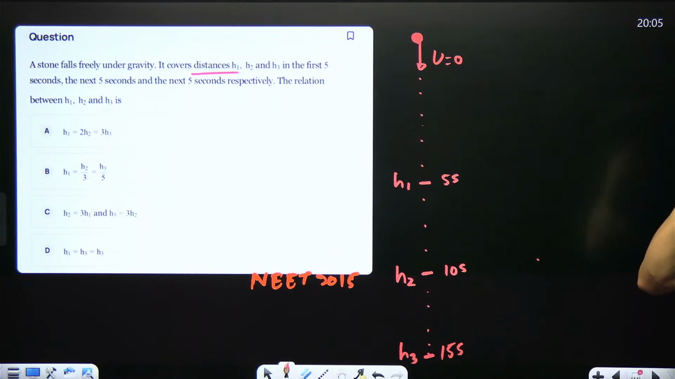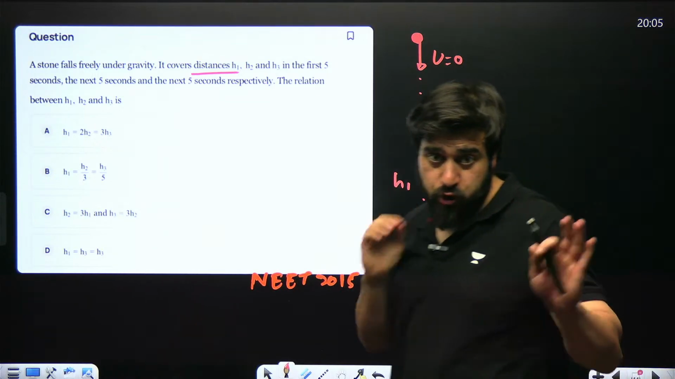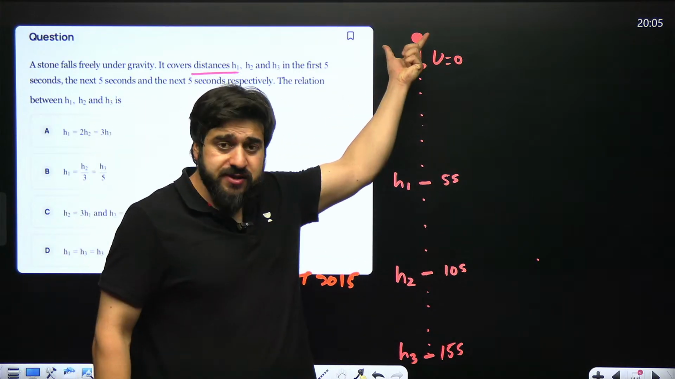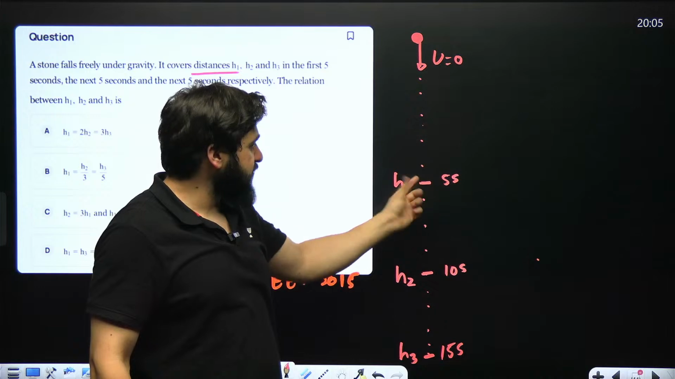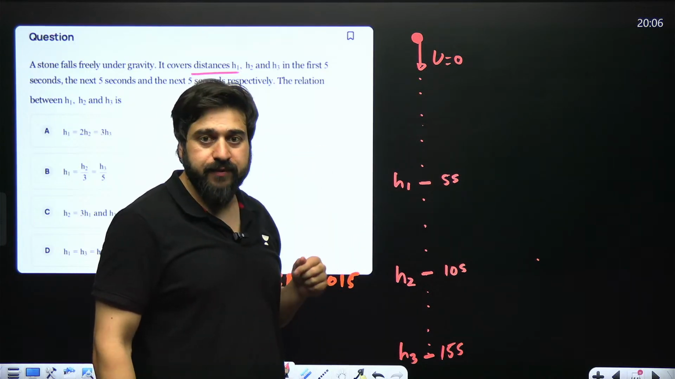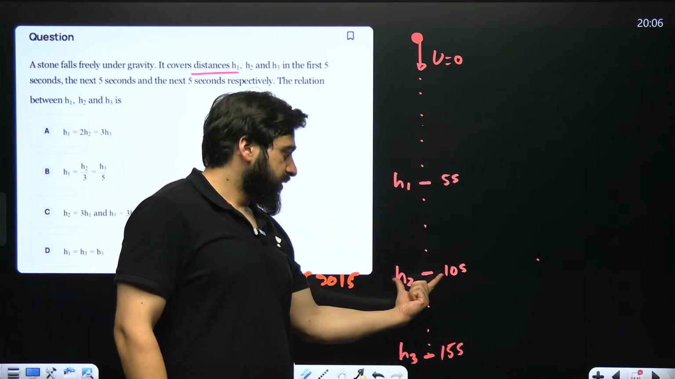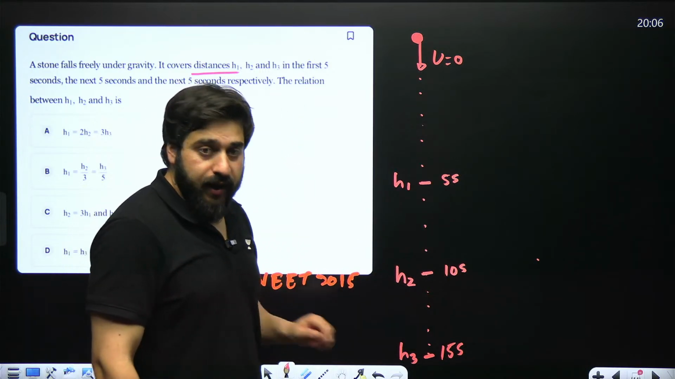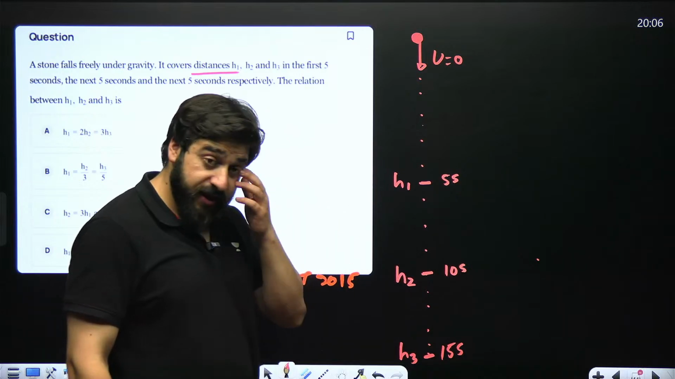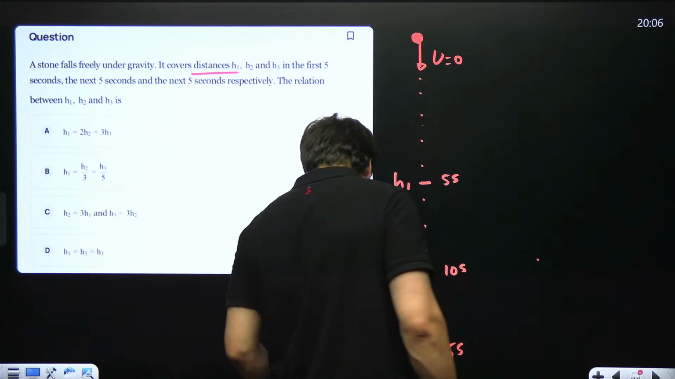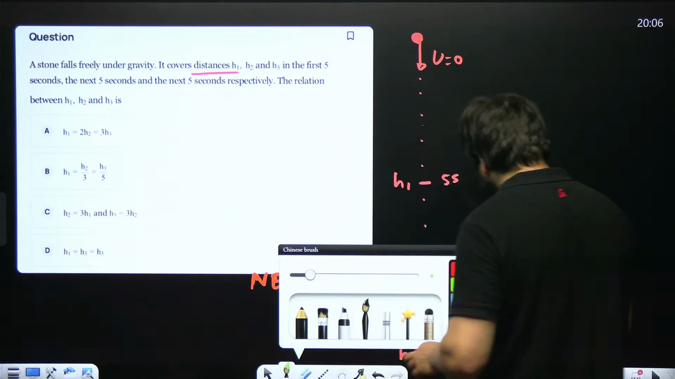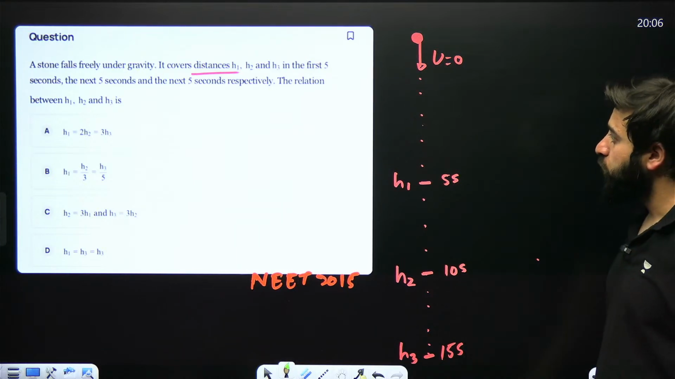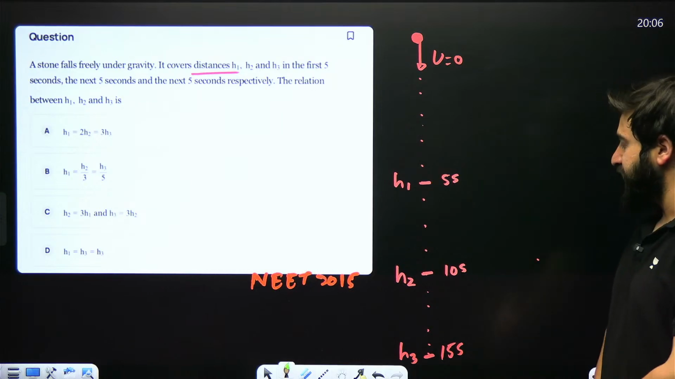Now in this particular case, I'm showing it over here in case it is not visible. A stone falls, and in the first 5 seconds it has covered height h1. In the second 5 seconds, at the 10th second, it has covered h2. In the 15th second, it has covered h3. Now guys, in this particular case, you are supposed to tell me the ratio, the relation between h1, h2 and h3.